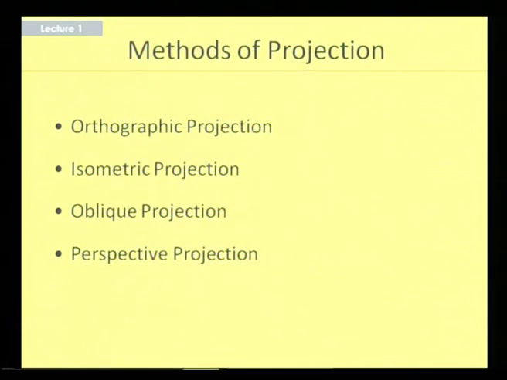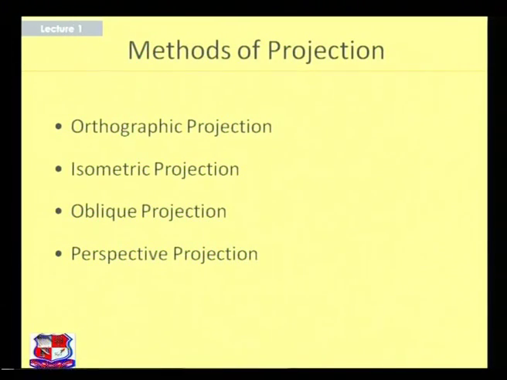oblique projection? Oblique projection is the same as orthographic projection, but the difference is that the projectors are not orthogonal, or at right angles, to the projection plane. They are at some desired or required angle to the projection plane. In orthographic projection the lines were at right angles, but in oblique projection the projector lines, or rays, are at some angle to the projection plane.